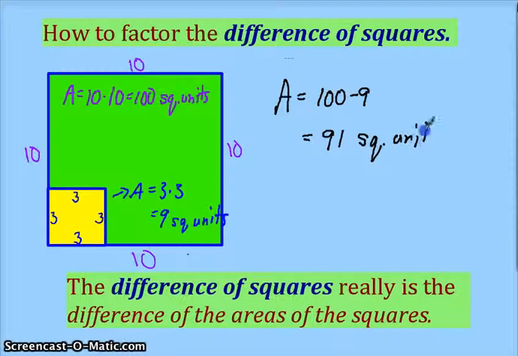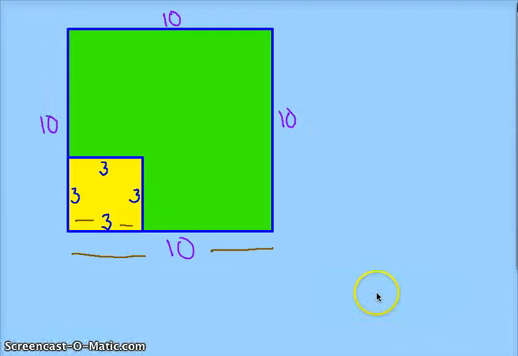So the concept is not very difficult, but it's very important that you understand this as we proceed. Let's try to find 91 square units in a different way. Again, this should look familiar. The green area here is what is left when I remove the yellow square from the big green square.